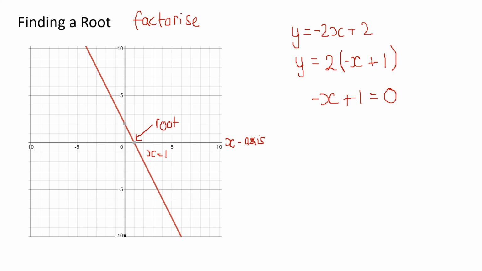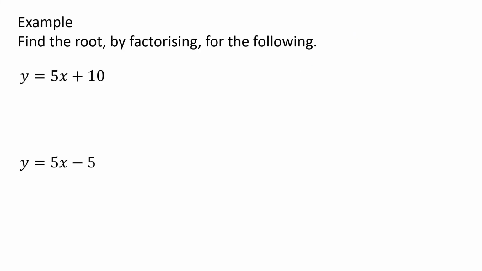And I'd just rearrange this to find the value of x. So currently we've got minus x plus 1 equals 0. So I'm going to add x to both sides, which would leave me with 1 equals x. So we've done the same as drawing the graph and visually seeing that x is equal to 1 on the root of this graph, but we've also done it by factorising. So let's have a go at a few more examples where we're finding the root by factorising.